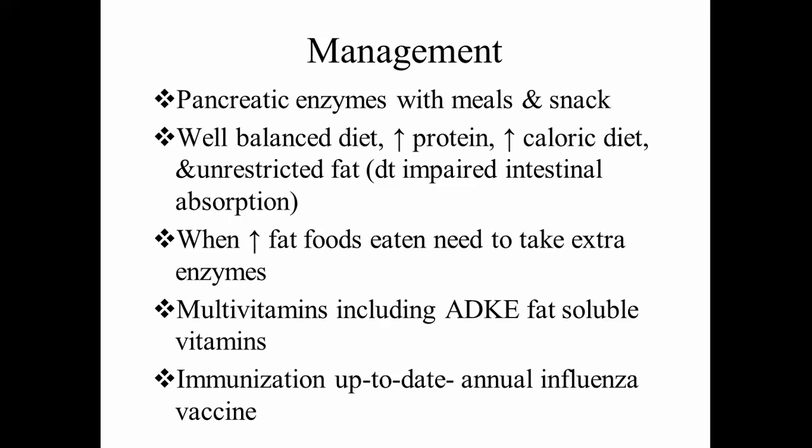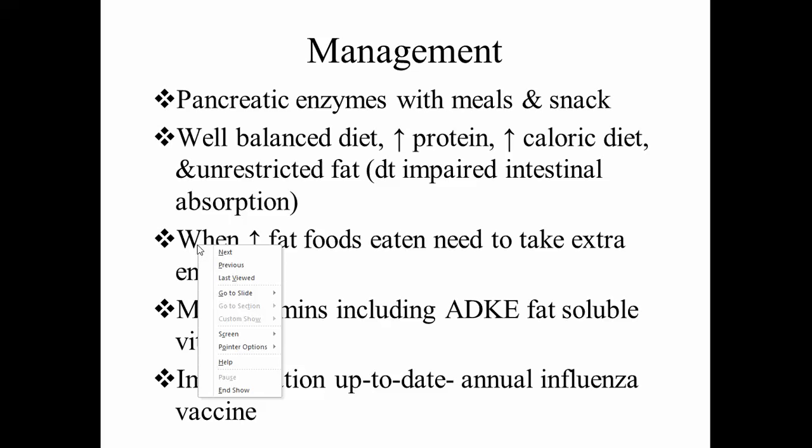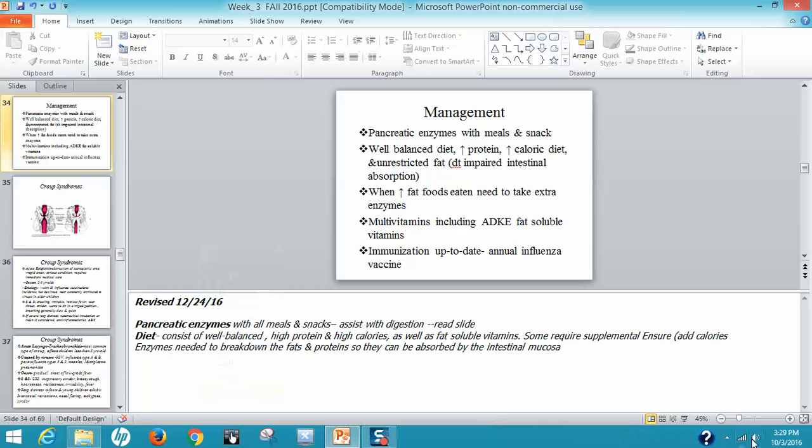However, when high-fat foods are eaten, they need to take some extra enzymes. They should also take multivitamins, including fat-soluble vitamins like A, D, K, and E. And then their immunizations should be up to date, and they should always have their annual influenza vaccine, and any other vaccines they should be up to date with. And that is the end of part 1.